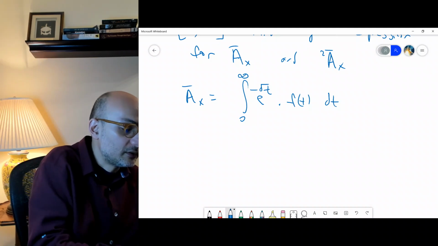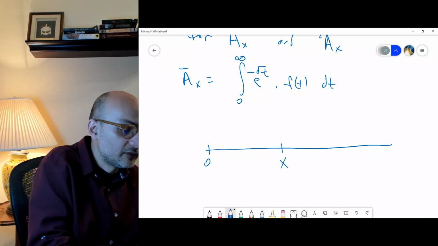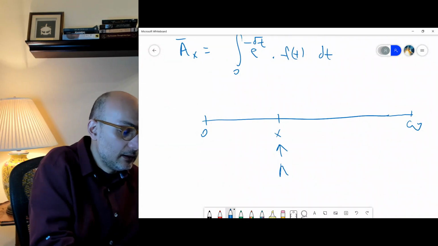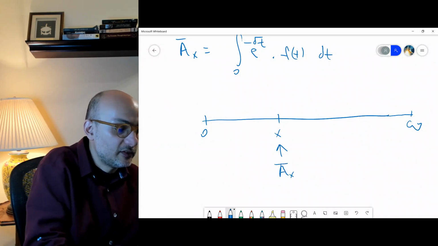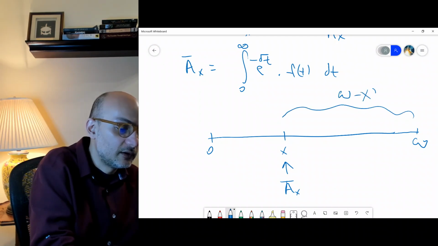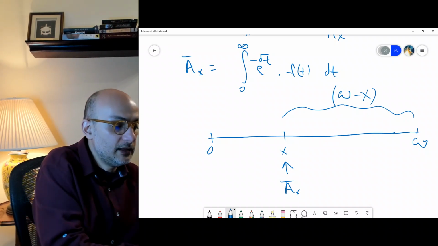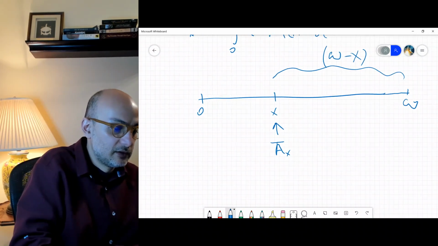Remember, let's draw it here. This is 0, this is age x, small x, and this is omega here, right? So we are here, we're looking at age x, not at 0. So what's the remaining lifetime here? It's not omega, it's omega minus x, right? Because we're not looking at age 0, we're looking at age x. So just remember this one.